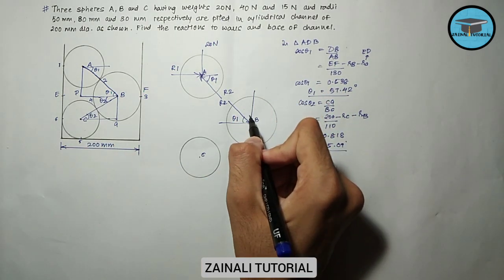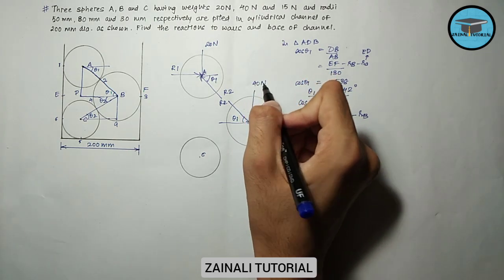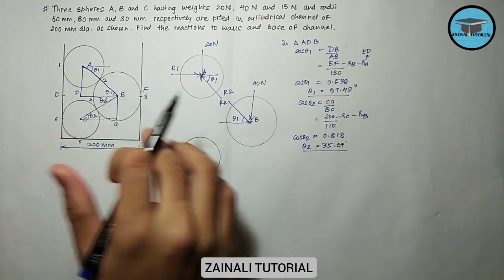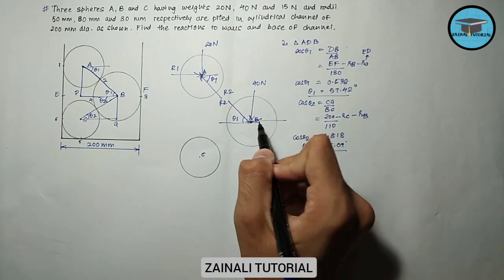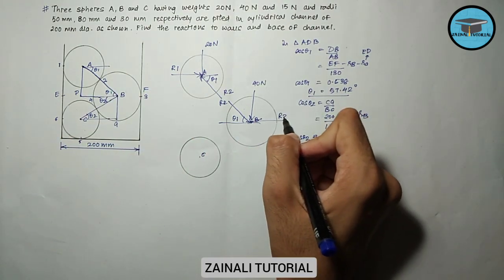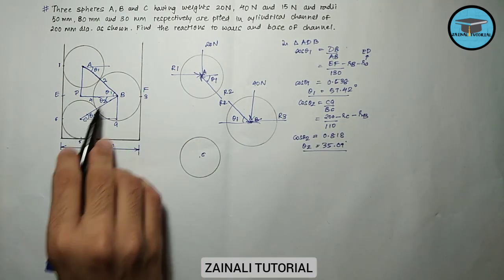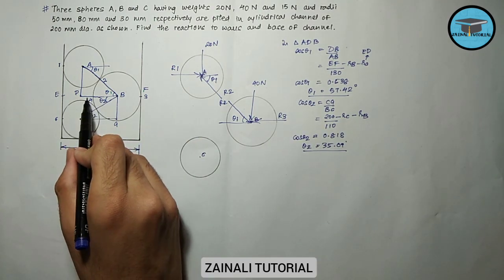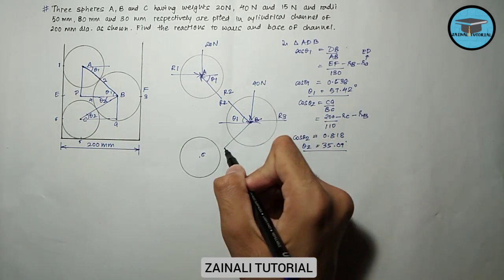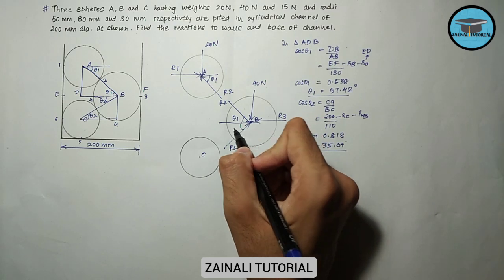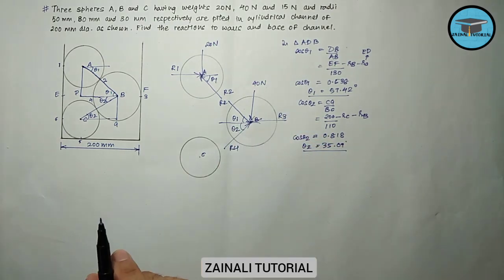There would be the weight of 40 Newton acting in the downward direction. There would be reaction from this vertical wall, acting somewhat like this, and name it as R3. From this sphere C, there would be the reaction due to the contact point named as 4, acting somewhat like this. Let us name it as R4, and it would be acting at an angle of theta 2 with the horizontal.